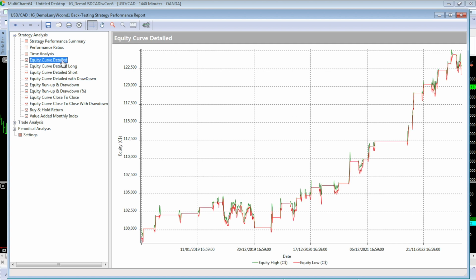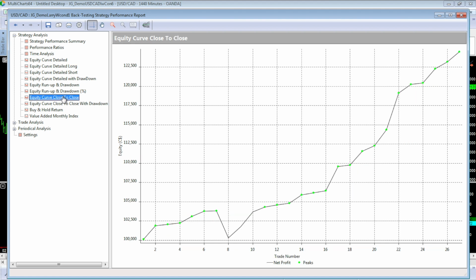There's the equity curve for our strategy. The close to close equity curve looks like that.